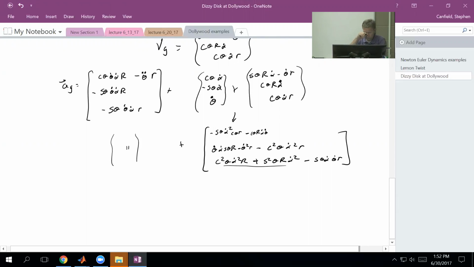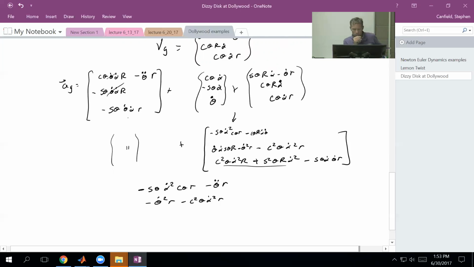So when I put it all together, this term is going to cancel with this term. I get a minus sine theta alpha dot squared cosine theta little r minus theta double dot little r. Second term, I get a minus sine theta dot alpha dot, same thing I have right here, so I cancel that. I get a minus theta dot squared little r minus cosine squared theta alpha dot squared little r.